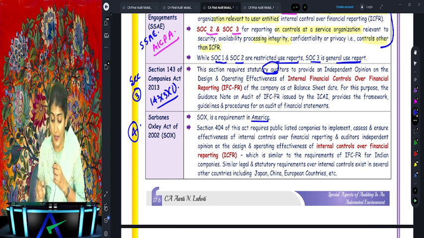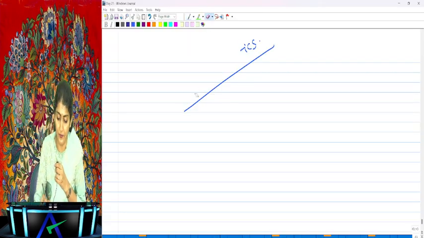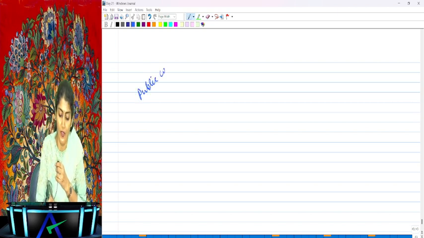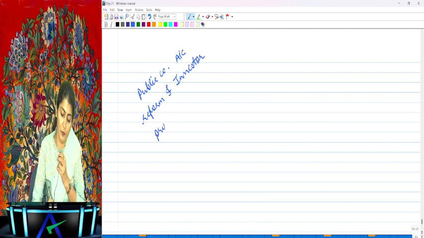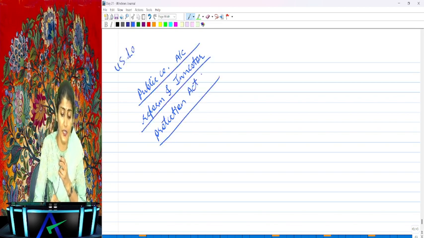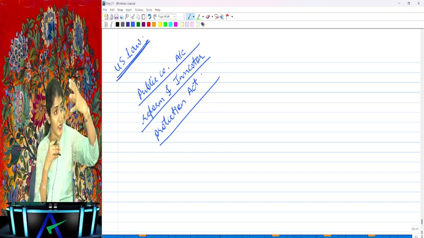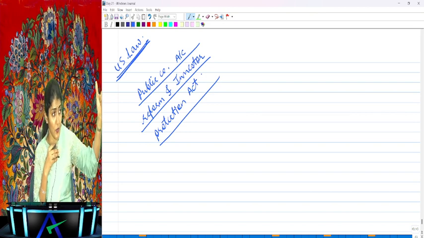Actually, what is the original name of the Sarbanes-Oxley Act? Right, it is the Public Company Accounting Reform and Investor Protection Act of 2002. This is the actual name of the act. This is a US law. So which Indian companies need to comply with this US law? Those Indian companies which are listed on the US stock exchange need to comply with this law.